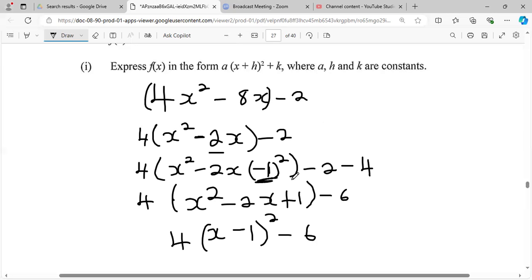As I say, guys, I did it the shortcut way. We could have factorized x squared minus 2x plus 1, but we don't have to do all of that, because whatever number you square, it will always be that.